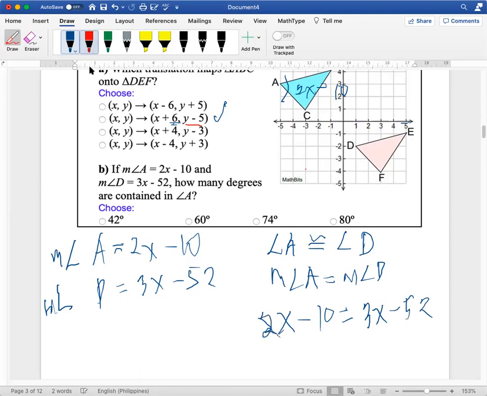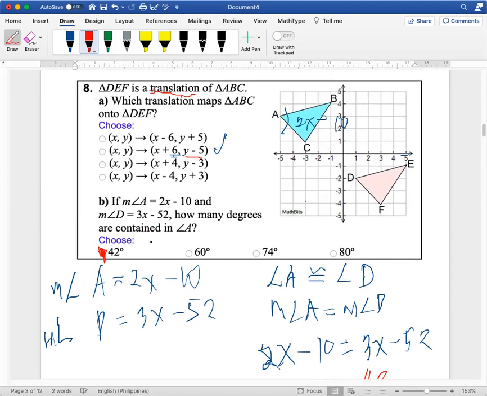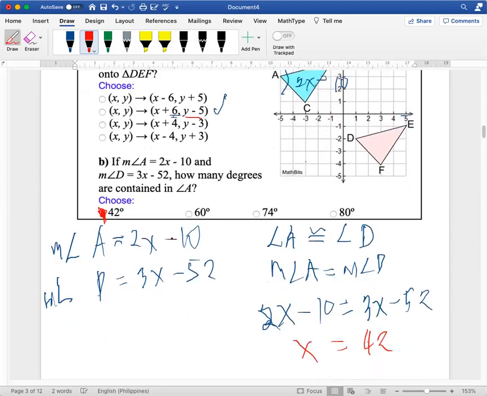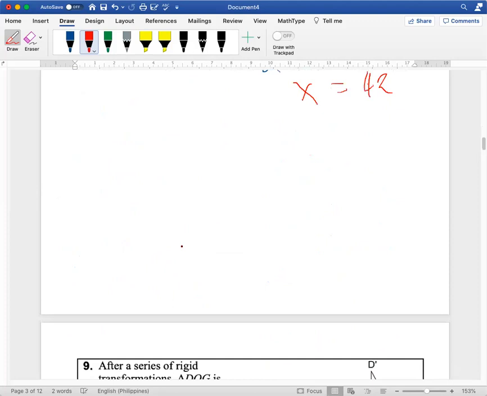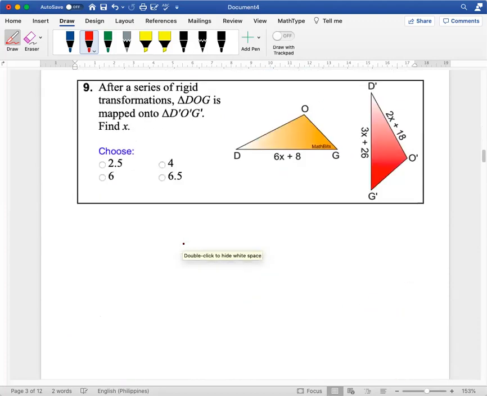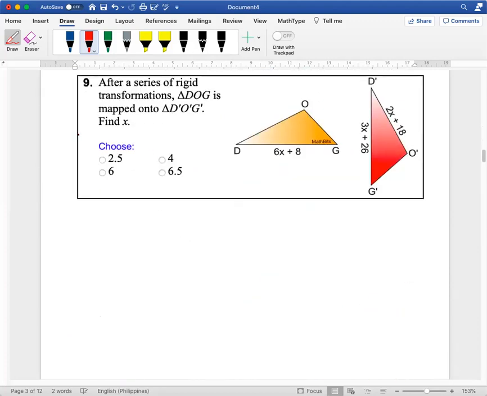So let's solve. Let's use red. So this becomes x is equal to 42, if I'm not mistaken. So the answer is 42. Here we go. So this is the answer in number 8. All right, and I hope we got the same answer again. And let's work on item number 9.